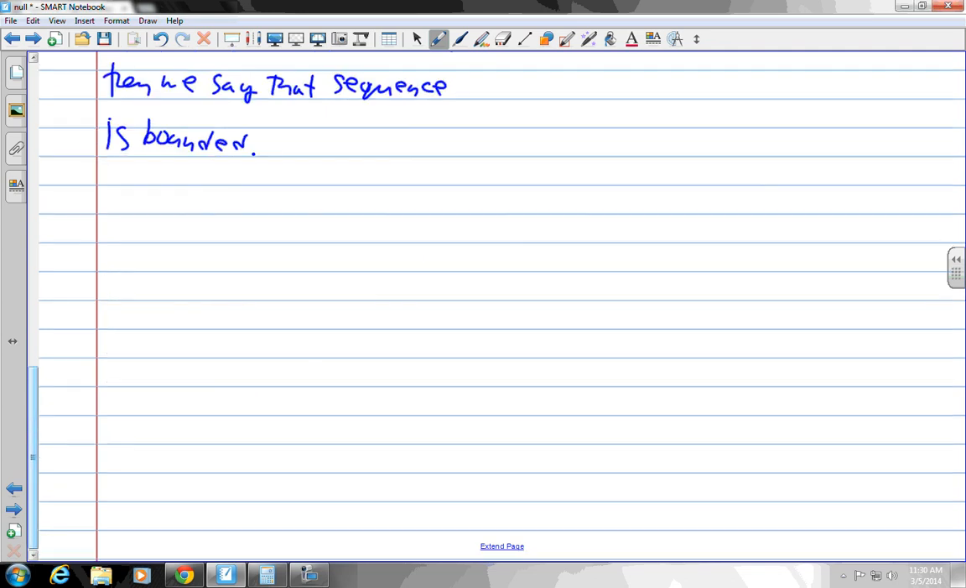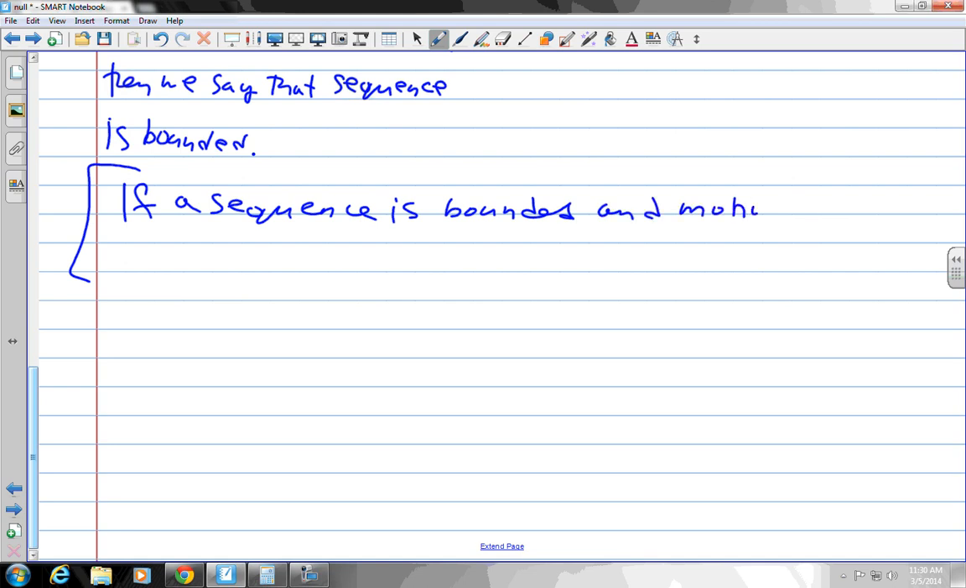So a bounded, so if a sequence is bounded and monotonic, then it converges.